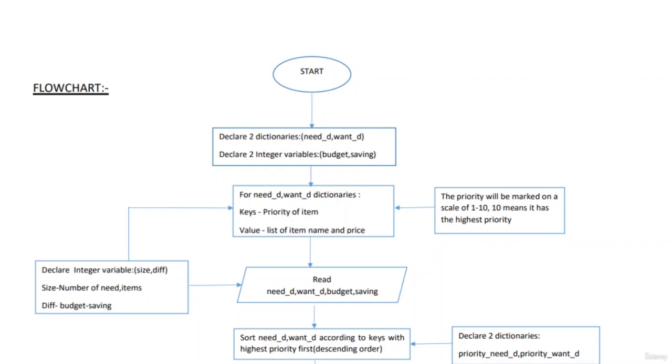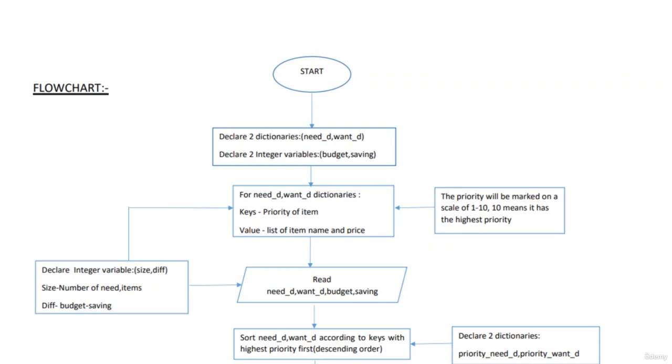In the dictionary, the key will be the priority of the particular item and the value will be the name of the item and the price. So the architecture will be a key and a value that is an array consisting of the particular item name and the particular price of the item. That will be the dictionaries, need_d and want_d. Initially we will declare these, and by using for loops we will read those values.